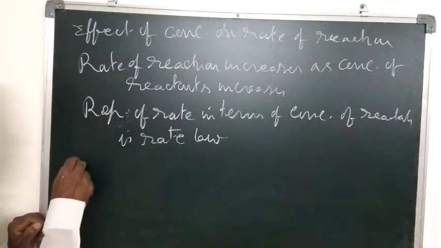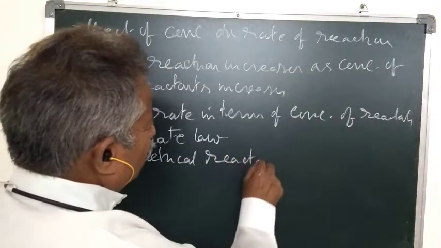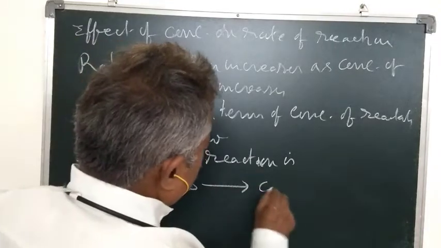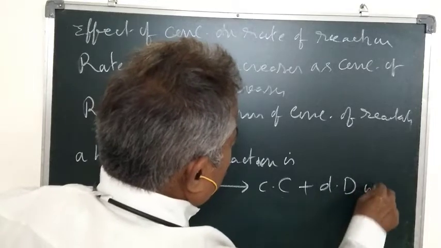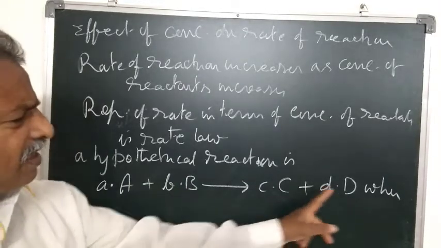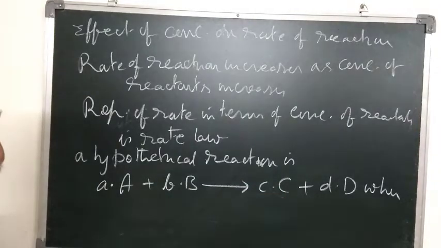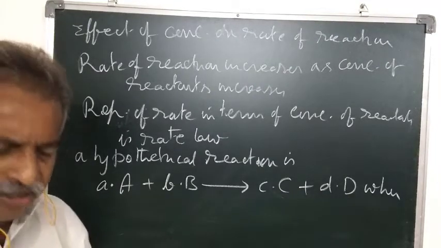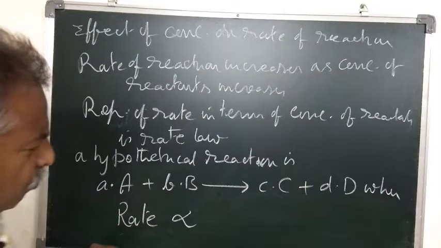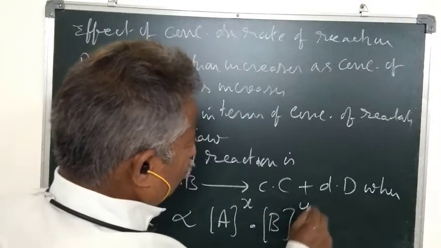Now if we take a hypothetical reaction aA plus bB gives cC plus dD. Here capital A, B, C, D: A and B are reactants, C and D are products. Now the small letters a, b and c, d are the stoichiometric coefficients in the balanced chemical equation. Now let us write: rate is proportional to concentration of A raised to the power x and concentration of B raised to the power y.